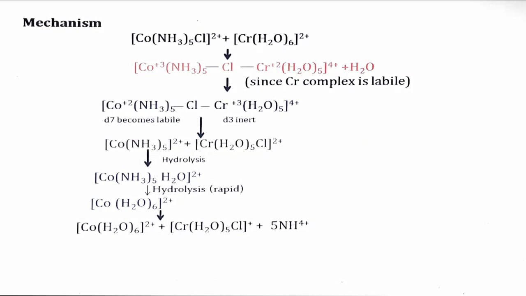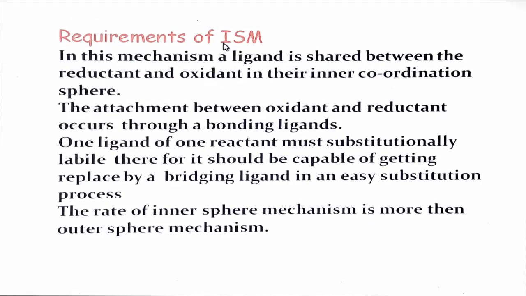Finally, one more time we will discuss the requirements of the ISM, the inner sphere electron transfer mechanism. First, in this mechanism, a ligand is shared between reductant and oxidant in their inner coordination sphere. That shared ligand is called the bridging ligand. The attachment between oxidant and reductant occurs through a bonding ligand, also known as the bridging ligand. One ligand of one reactant must be substantially labile. Therefore, it should be capable of getting replaced by a bridging ligand in an easy substitution process. If a complex is labile, then and only then will it dissociate and its ligand be replaced by the bridging ligand.